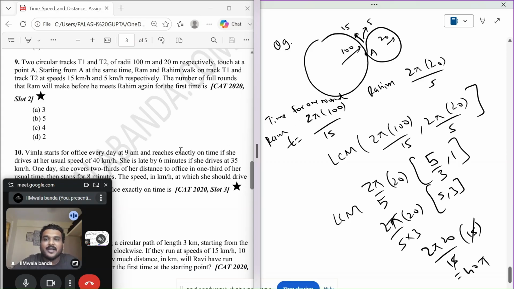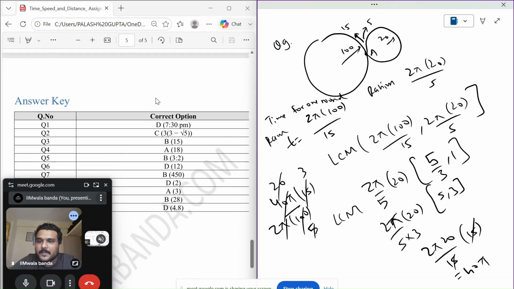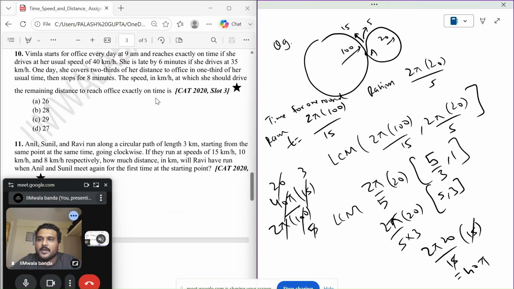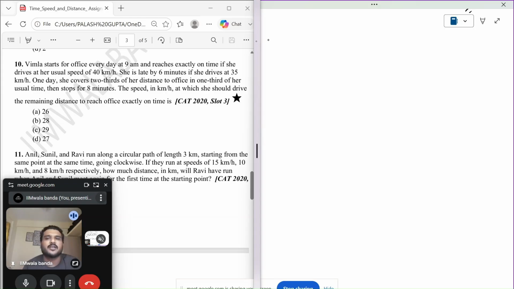By that time, he's asking how many rounds Ram would have made. So total time is 40 pi, and the time taken for Ram to make one round is 2 pi into 100 upon 15. So basically 3 rounds. Just common sense. We don't need any shortcuts. It's just being comfortable, because you've done circular motion questions, then only you'll be able to attempt it. Otherwise, it becomes scary. So leave it, then come back in the last 10 minutes.